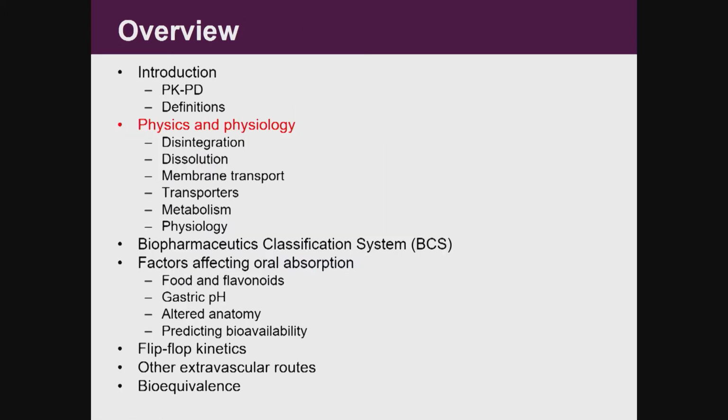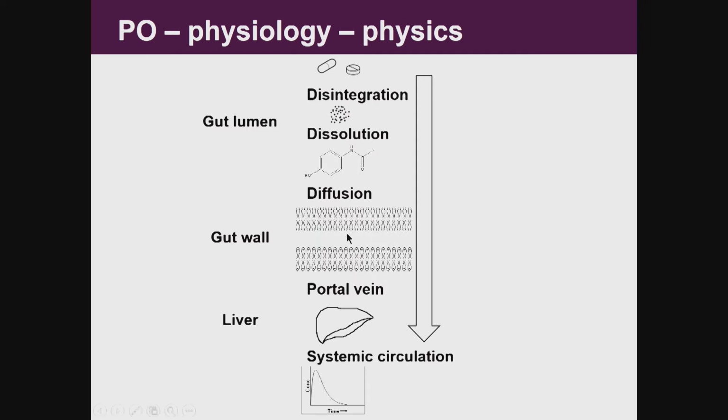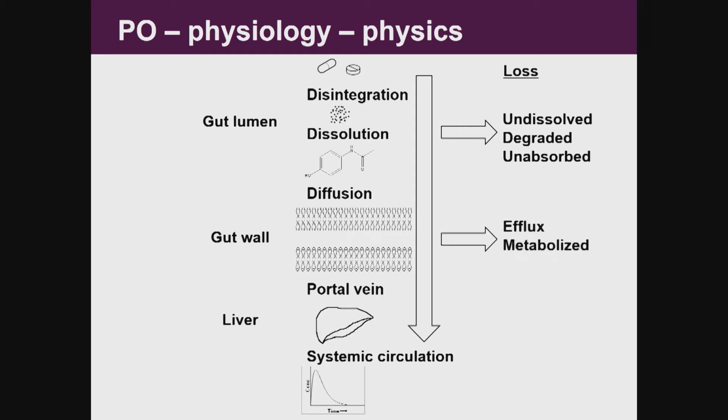Next, physics and physiology. So here we see for oral administration the whole path from disintegration of a solid dosing form to individual particles in the gut lumen, to dissolution of individual molecules, diffusion towards the gut wall, through the gut wall, entering into the portal vein, then reaching the liver, and then finally reaching the systemic circulation. And at any of these steps, there is the potential for loss, as depicted here.